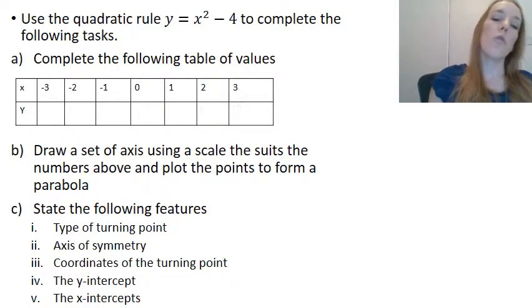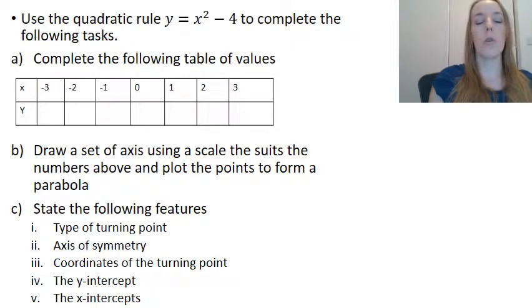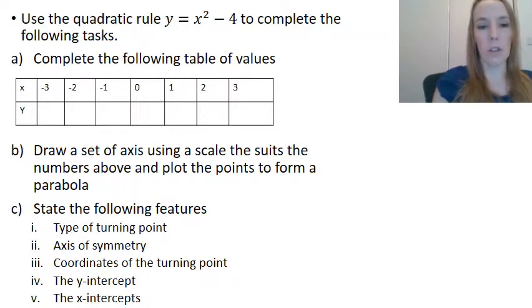Okay, so for the next task, it's a bit involved. We've got quite a few steps. We're given a quadratic rule: use the quadratic rule y equals x squared, take 4, to complete the following tasks. The first is to complete the following table of values. All we're going to do is sub our numbers into the formula. Our formula is x squared, take 4.